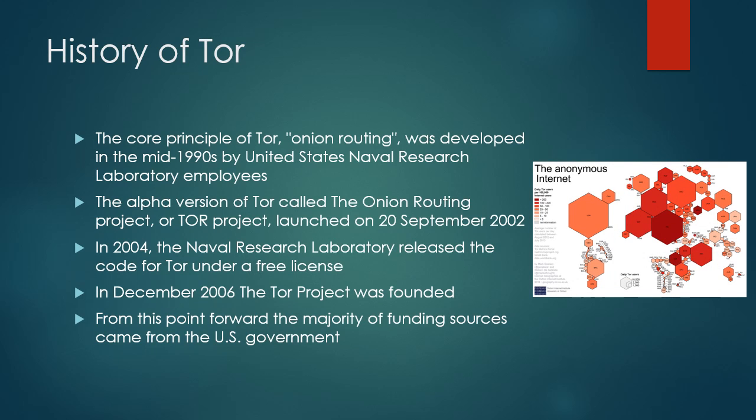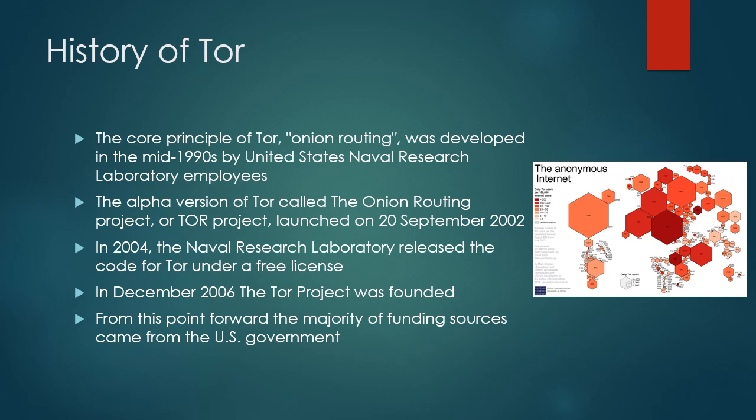A brief history. The core principle of Tor, or onion routing, was developed in the mid-1990s by United States Naval Research Laboratory employees, mathematician Paul Syverson and computer scientists Michael G. Reed and David Goldschlag, with the purpose of protecting U.S. intelligence communications online. Onion routing was further developed by DARPA in 1997.